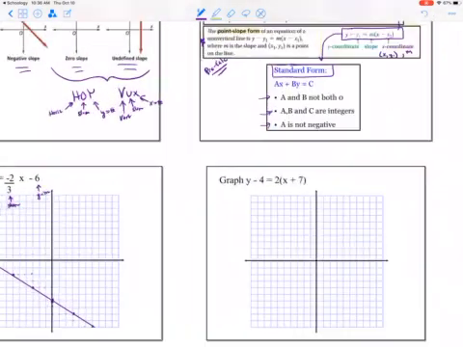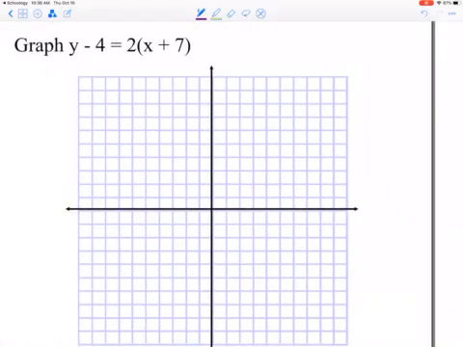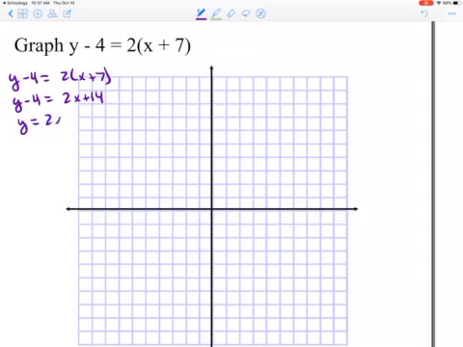It's in slope-intercept form, so it's nice and easy. There's a couple ways you can deal with this equation. We could change it: y minus 4 equals 2 times x plus 7. Change it into a different form. y minus 4 equals 2x plus 14. And then I could move the 4 to the other side, y equals 2x plus 18, by adding 4.